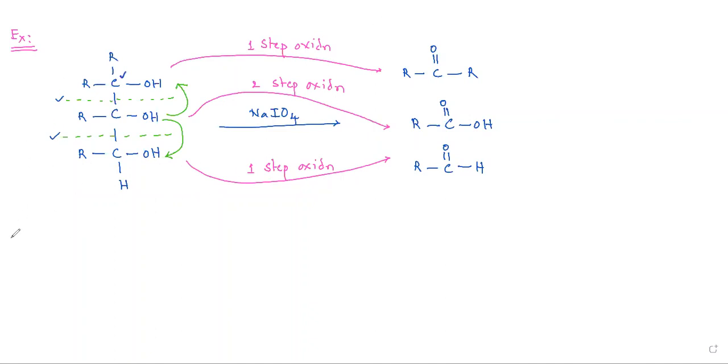Now coming to one more, a different one. We have taken vicinal diol in the first case. Now consider an alpha hydroxy carbonyl compound, a carbonyl group and a hydroxyl group on adjacent carbons. Of course, this is in fact a carbohydrate.